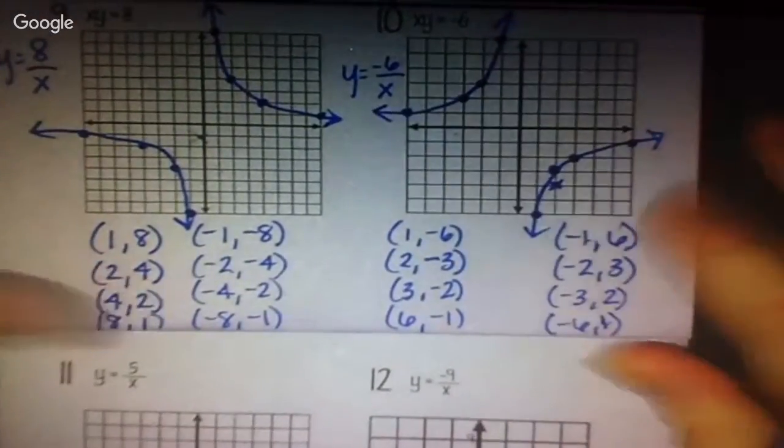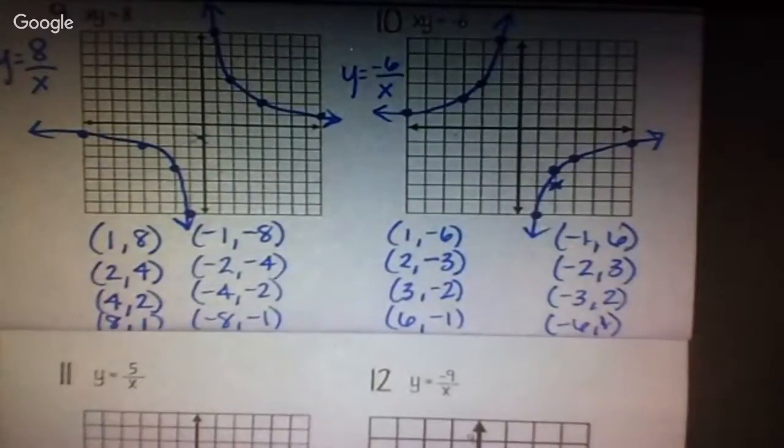Notice the graph in the left one was up in the first quadrant and down in the third quadrant. Now it flipped and it's in the second quadrant and the fourth quadrant. What do you think did that? The -6. Because that 6 is negative, it caused it to jump quadrants.